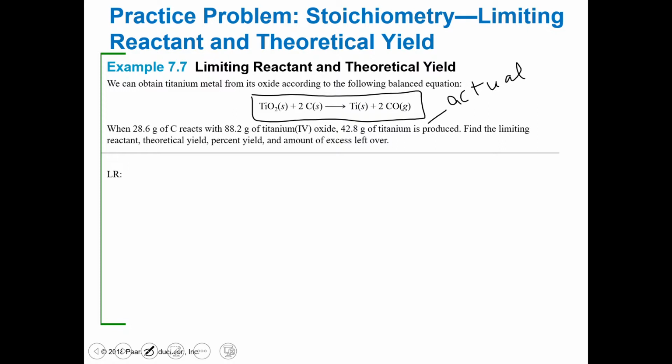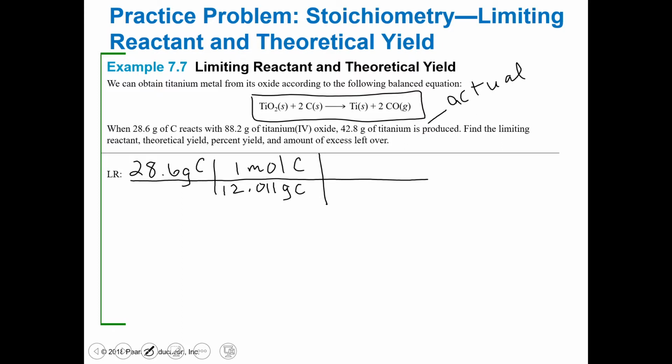Okay, so I'm going to do the exact same thing I just did. I'm going to say 28.6 grams of carbon, and I'm going to convert that to moles. Then I'm going to use my balanced chemical equation to convert between moles of carbon and moles of titanium, because when I use those coefficients, I can relate the two as far as their ratios.